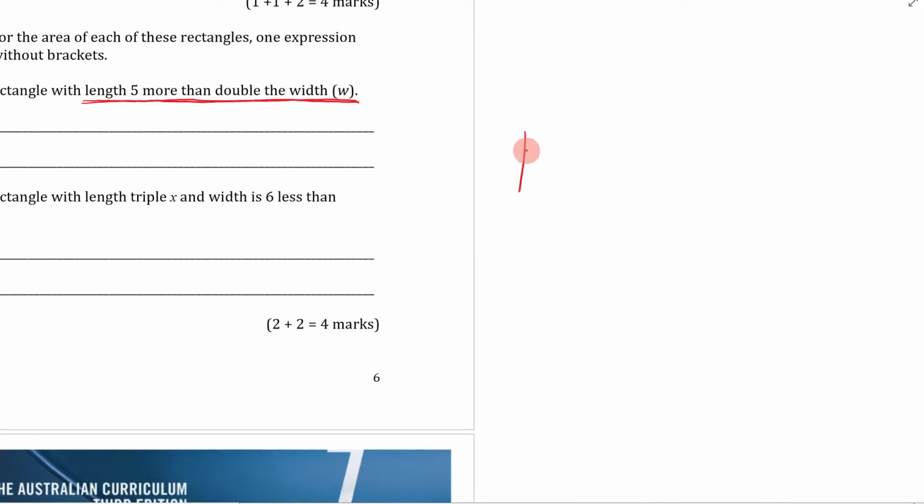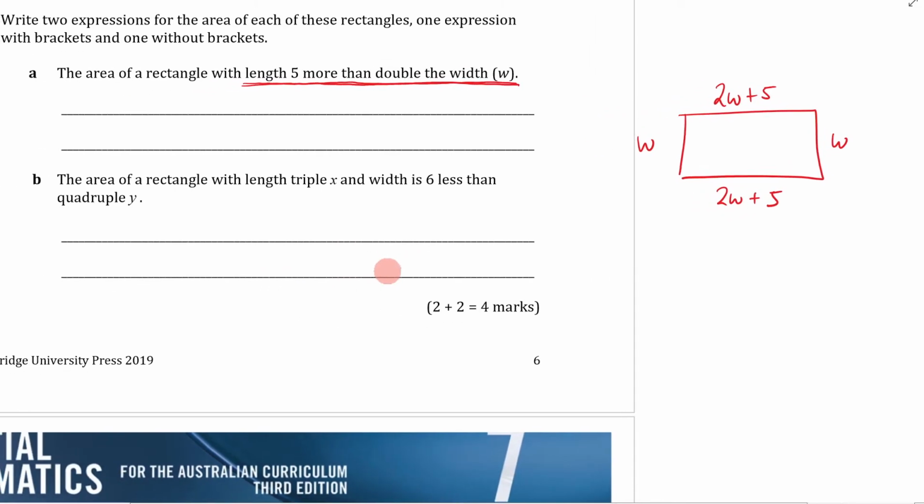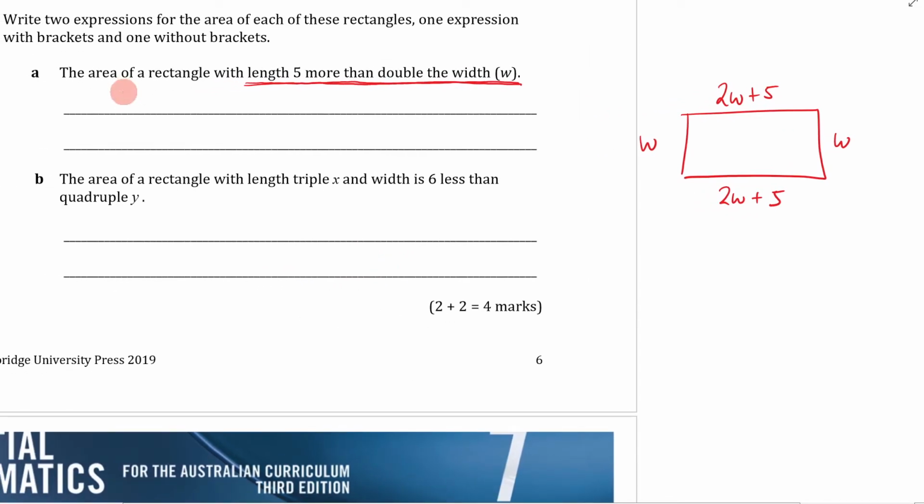Okay, so if I come here for a second, I'm going to draw it. That's my width. And it's going to say that my length is 5 more than double the width. So it's 2w plus 5. So therefore, if I want to write down what the area of this thing is, it's going to be the area is equal to w times 2w plus 5, because it's just this times that.